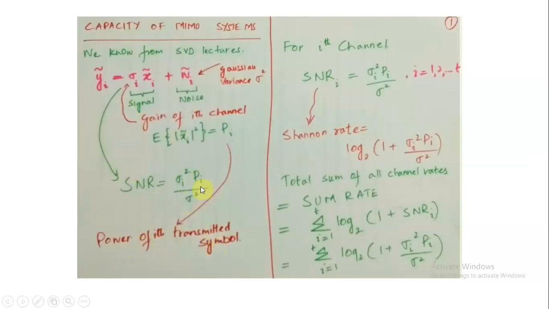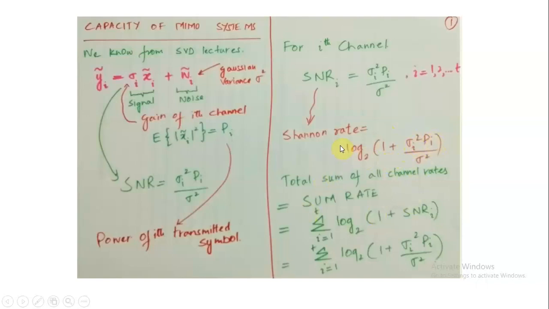As we have shown in the previous lecture on SVD decomposition of MIMO systems, we have parallel channels. For the ith channel, SNR_i is given by sigma_i square times P_i divided by sigma square, where i goes from 1 to t. This SNR_i can be used to find the Shannon capacity rate of the individual channel, which is given by log base 2 of 1 plus sigma_i square P_i by sigma square, where sigma square is the variance of the noise in the individual parallel channel.